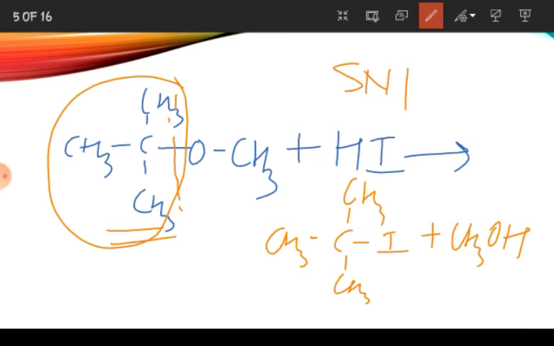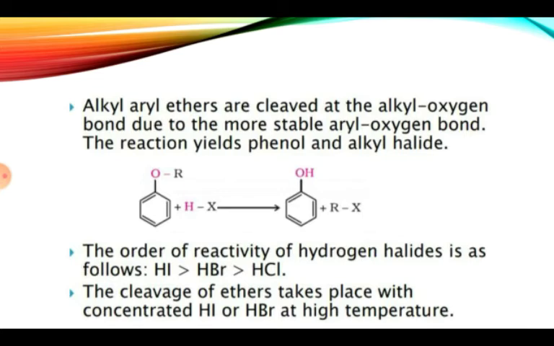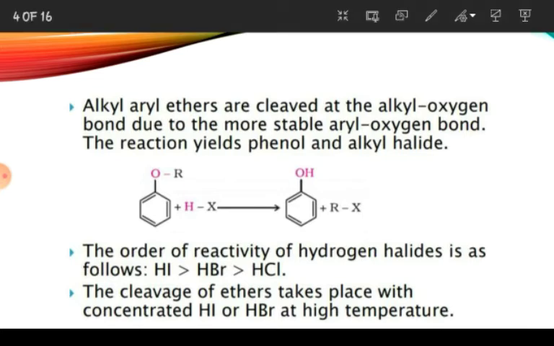Now let us see our next part of the reaction. See what we are taking in this: alkyl aryl ethers. So you can say this is the third part in cleavage of the C-O bond. The first two parts we have discussed: one condition can be symmetrical ether, the other unsymmetrical ether. This is the third condition. Alkyl aryl ethers are cleaved at the alkyl oxygen bond due to the more stability of the aryl oxygen bond.